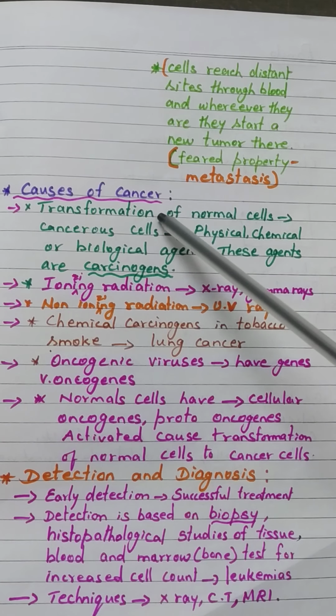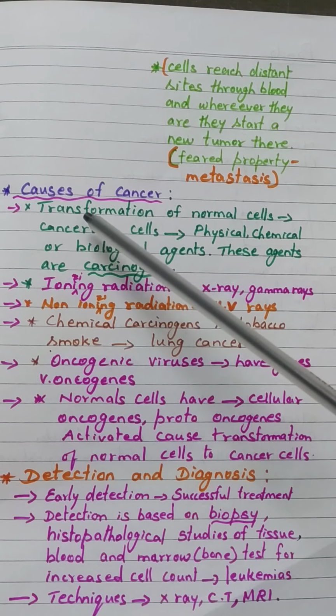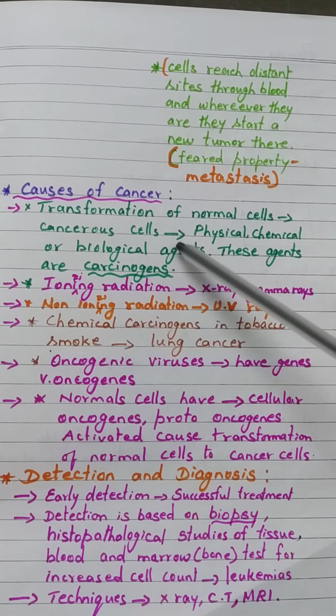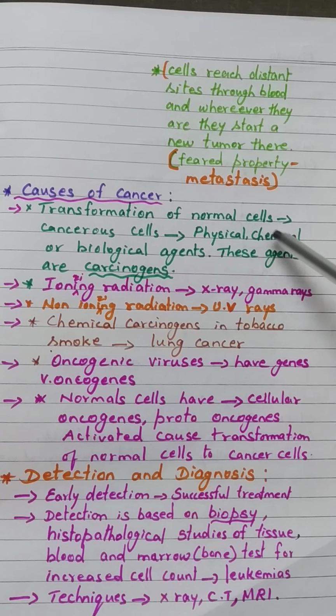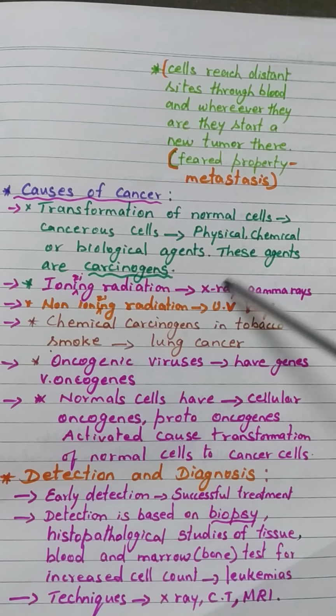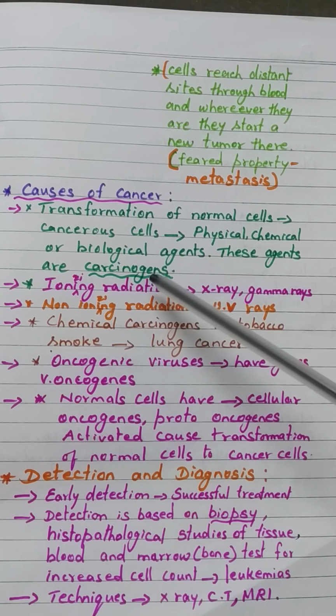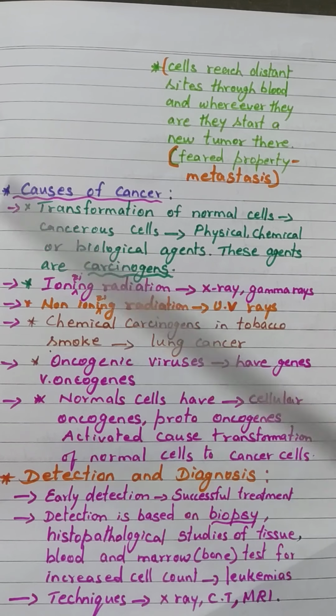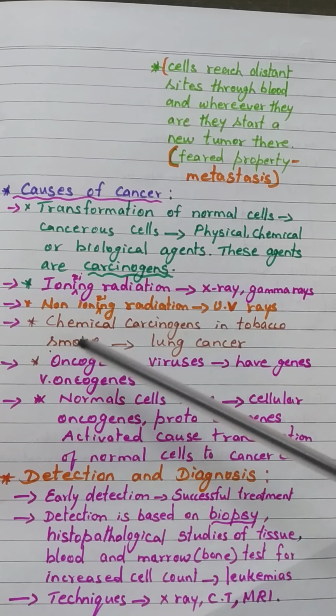How does cancer arise in our body? Transformation of normal cells to cancerous cells is by different agents like physical agents, chemical agents, and biological agents. These agents that bring about cancer are known as carcinogens. So cancers are caused by carcinogens.